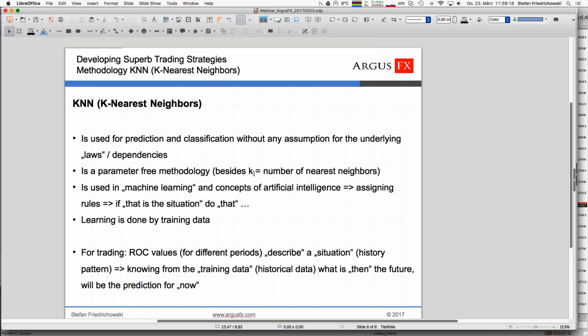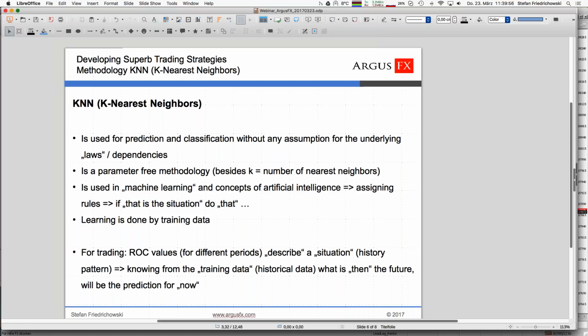The concept of K nearest neighbors is used really in machine learning and artificial intelligence, especially when it comes to so-called assigning rules. Assigning rules are, generally speaking, something like: if that is a situation and we have a specific situation, then do that, whatever that means. Think about Amazon recommendations of what book you should buy next. That is something which is called an assigning rule.